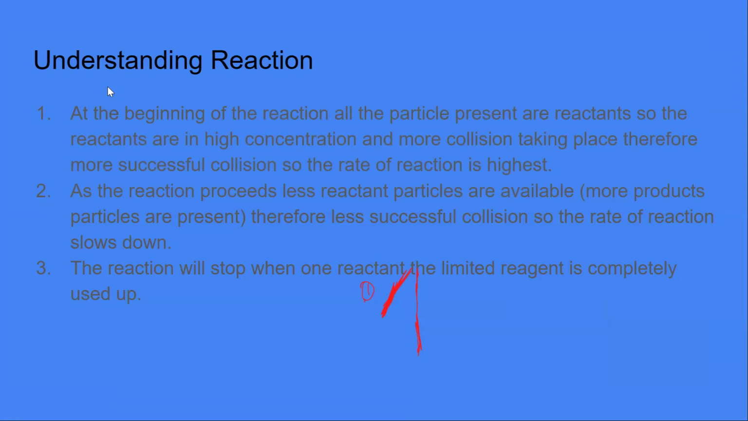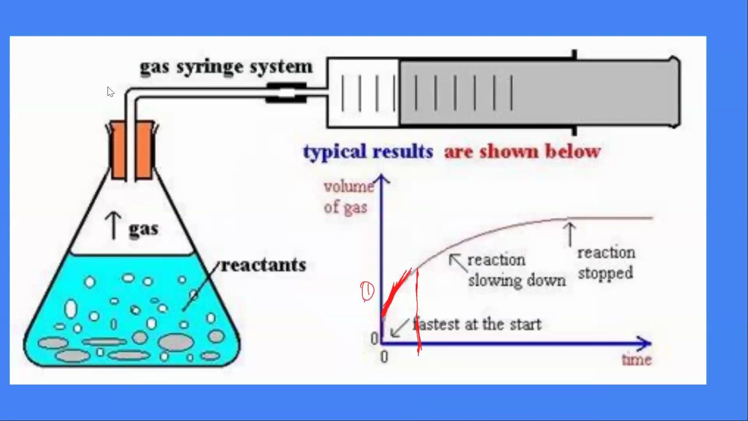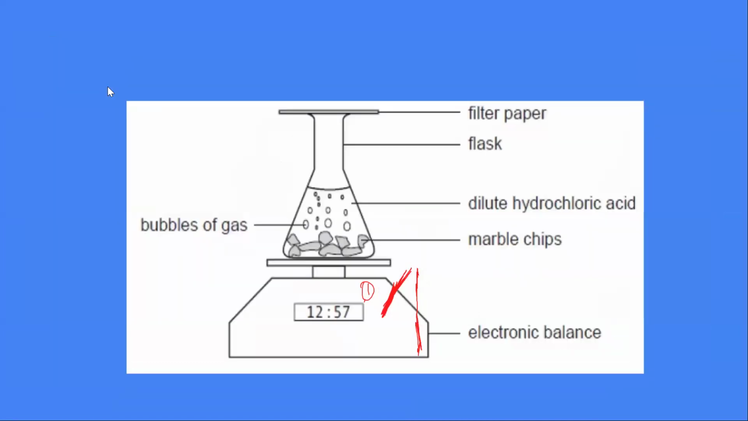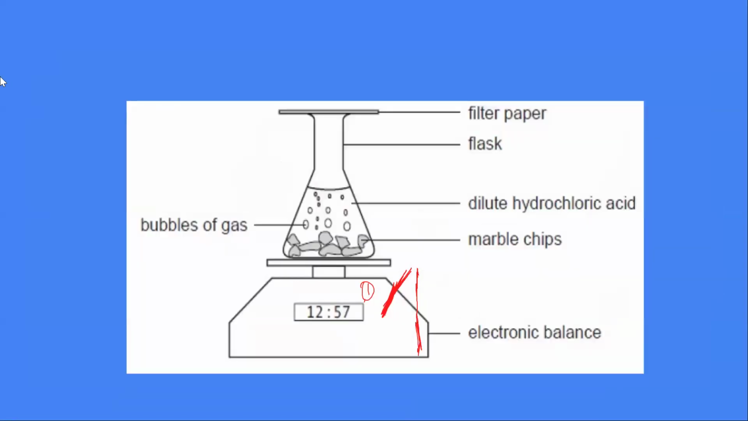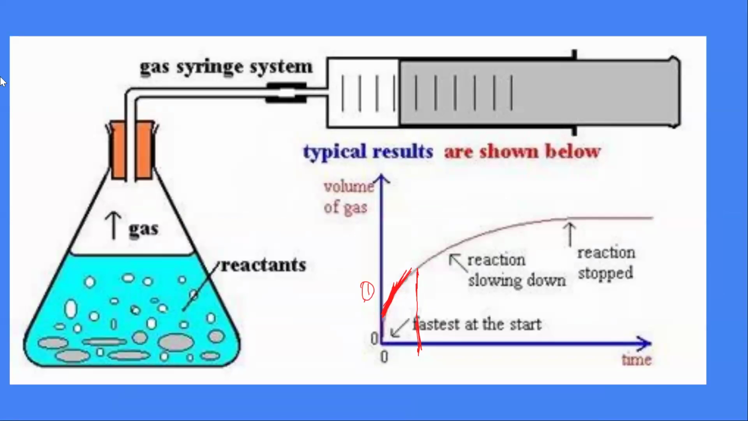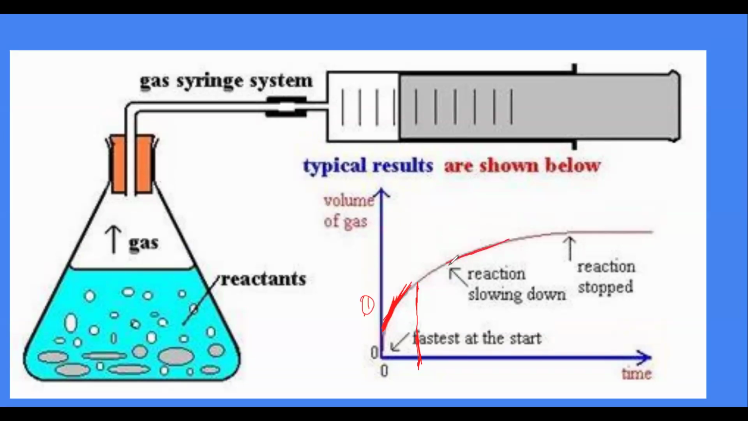Over time, we realize that our graph is no longer steep. So our graph is becoming less steep. Here, our reaction is slowing down. We know this because of the amount of time it is taking for us to get some product. To form this amount of product, this is the amount of time it takes. To form this amount of product, this is the time it takes. So it takes more time to form a smaller volume of gas. So we realize the reaction is slowing down.